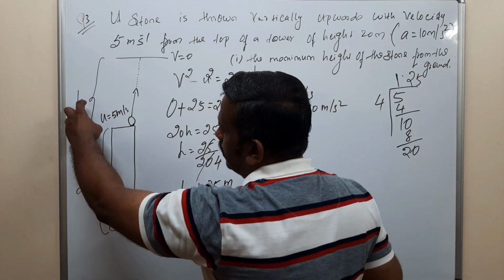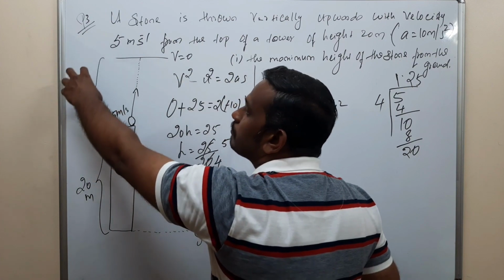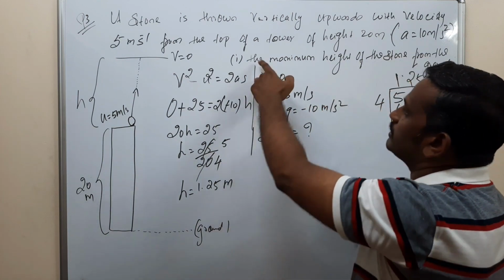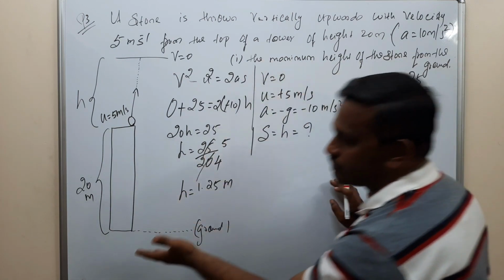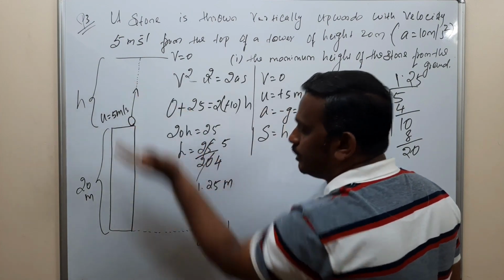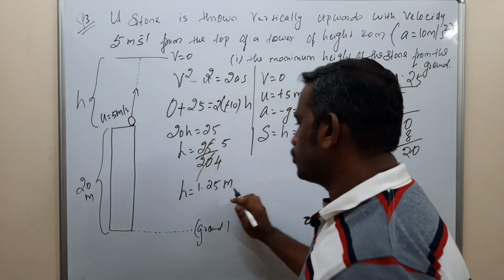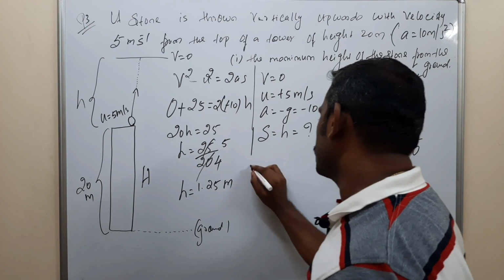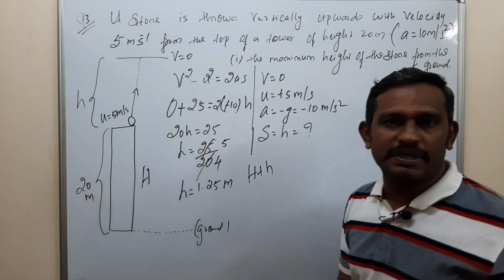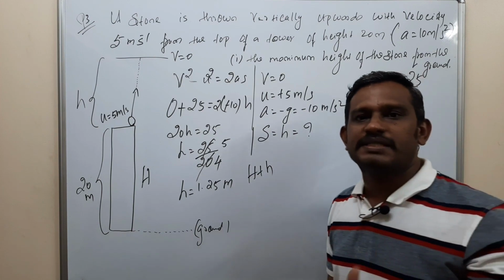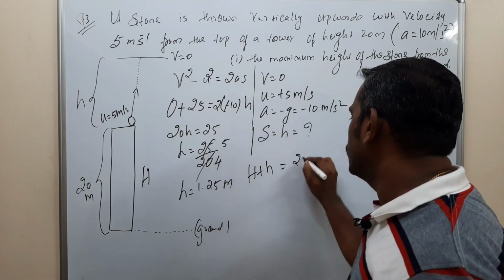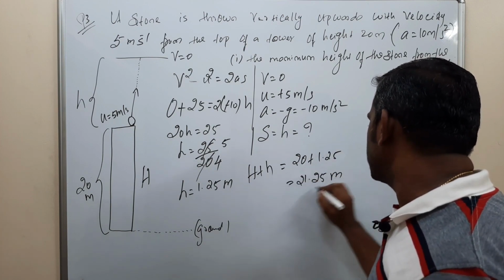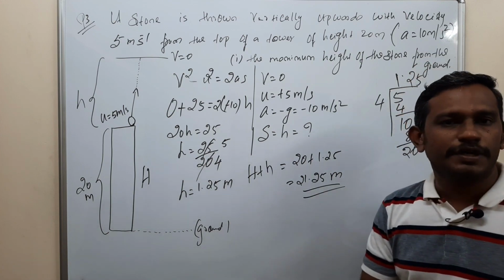So from the top of the tower, the maximum height reached by the stone is 1.25 meter. So in our question, what is asked? The maximum height of the stone from the ground. So we have to find the maximum height attained by the stone from the ground. So let the height of the tower be capital H. Capital H plus small h is the maximum height attained by the stone from the ground. So that's equal to 20 plus 1.25. So that's equal to 21.25 meter. That is the answer. 21.25 meter.